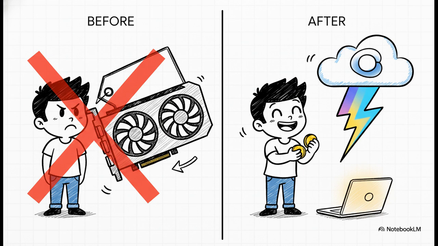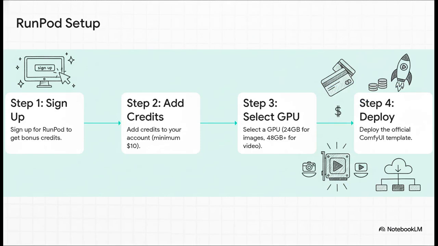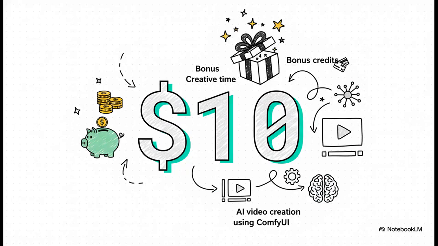No massive upfront cost. And getting set up is actually super straightforward. It's just 4 steps. You sign up for RunPod, you add a few credits, pick a GPU that works for you, and then, this is the best part, you just deploy their pre-made ComfyUI template. And that's it. It's honestly that simple to get your own personal AI supercomputer up and running. And check this out. You can get started with as little as $10. And the best part, RunPod usually throws in some bonus credits when you start, which can give you hours of time to just play around and figure things out without any pressure.